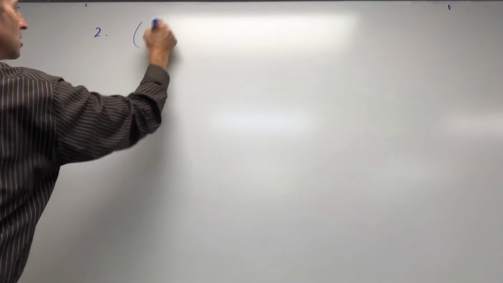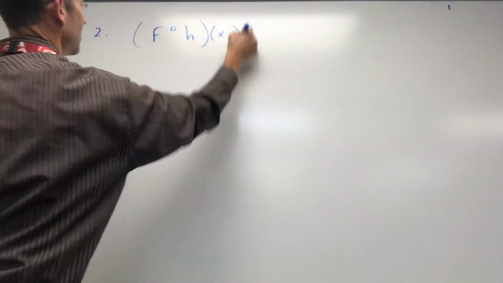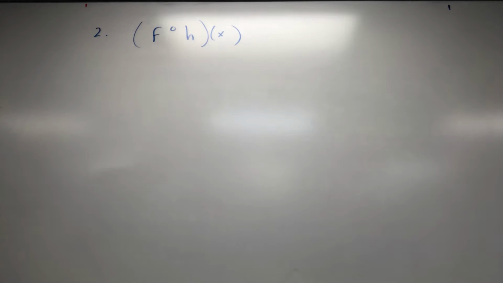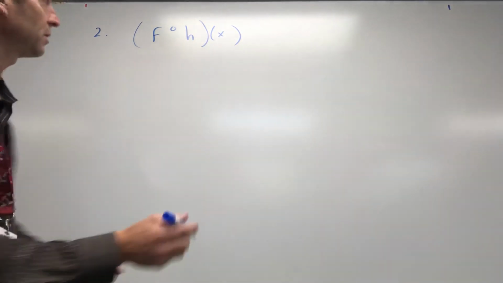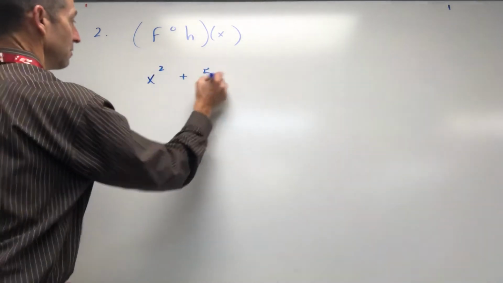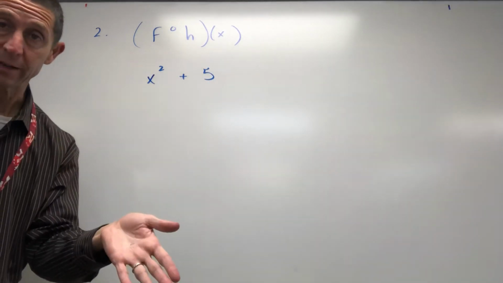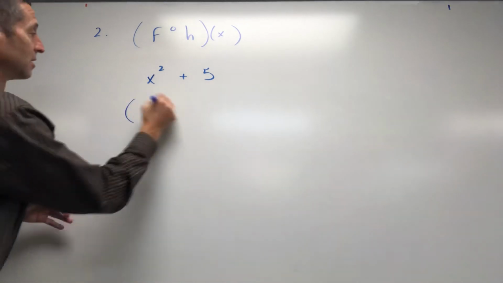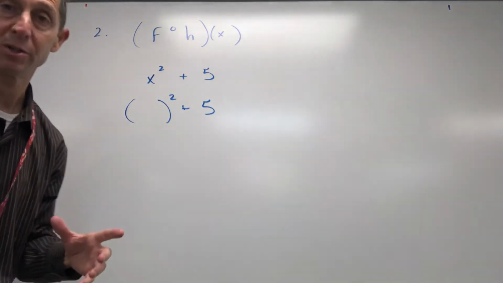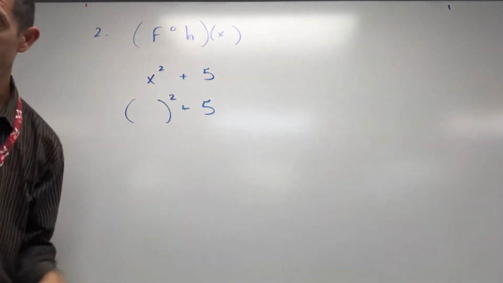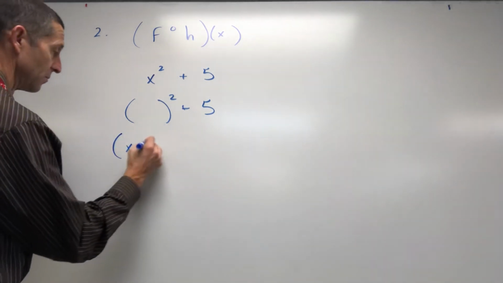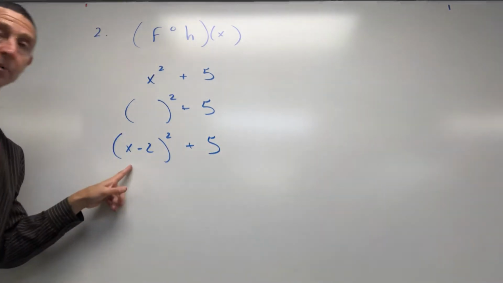Let's do a second one. Let's go f composite h. So another composite function, f composite h. Your first letter is f, so you just write down the f function, which is x squared plus 5. Anywhere you have an x, you're going to open that up and you're going to make a substitution. So what we're plugging in is the second letter, h. H is x minus 2. So x minus 2 is what we're dropping in.